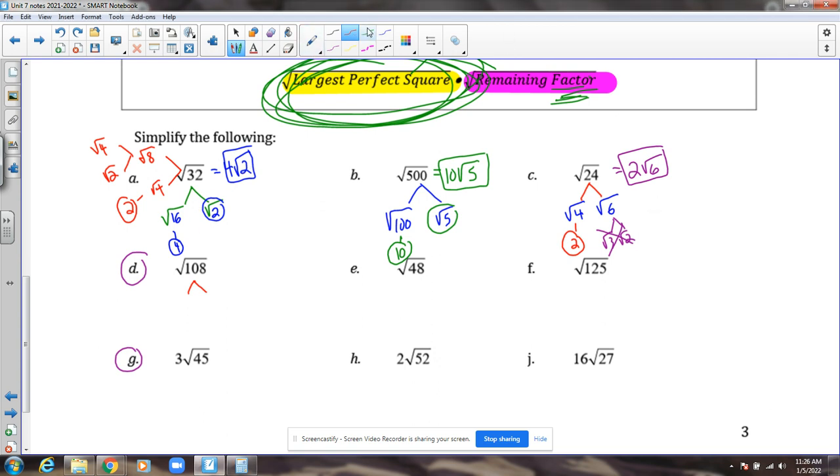108 can be broken into the square root of 36 times the square root of 3. Now, the reason I picked 36 is because it breaks down to a plain old 6. I can't do anything else with the square root of 3. So the square root of 108 can be broken into 6 radical 3. All right.